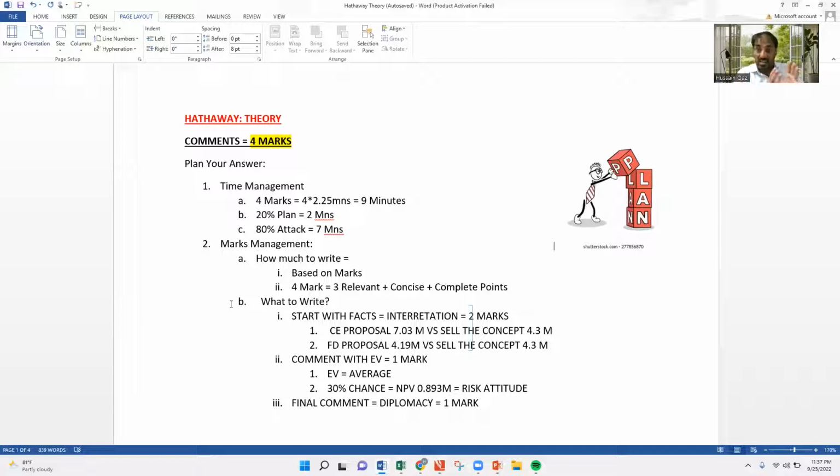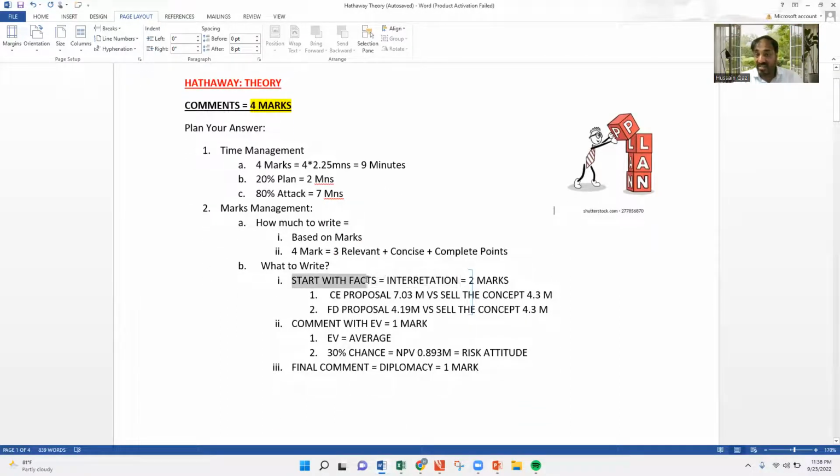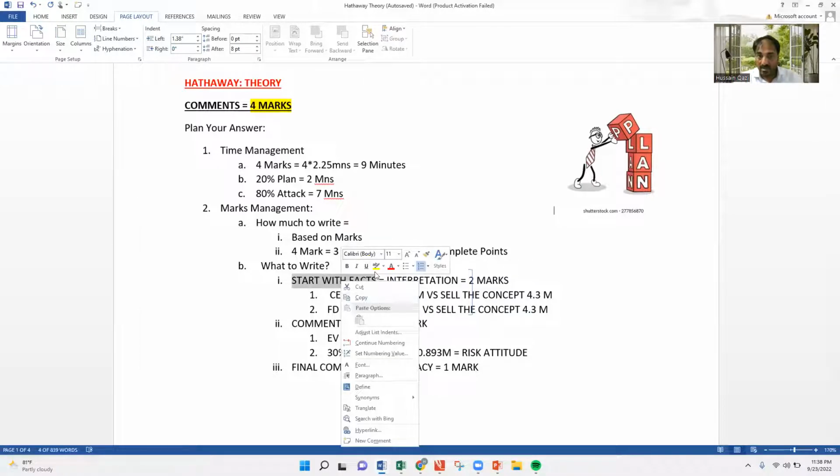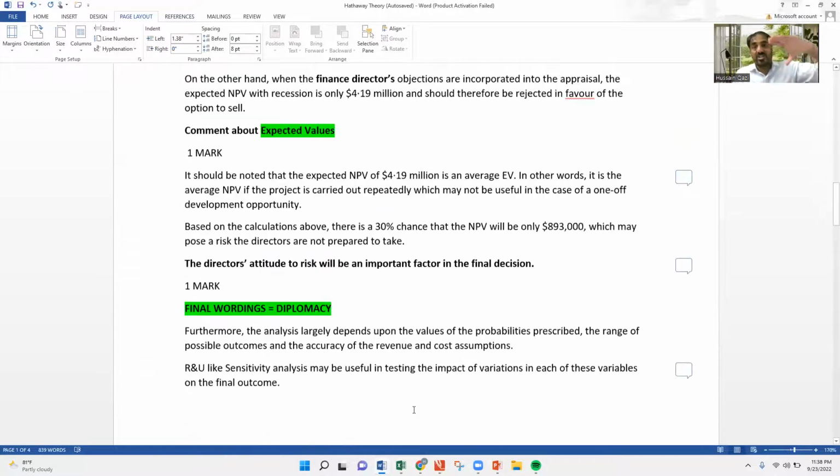with the consideration that whatever you write, your points must be relevant to the case, concise, meaning to the point, and all the aspects need to be covered. That's complete. Number two, plan what key points I will write. The key points we highlighted: first, we will start with the facts. Then, with the facts, we will comment with the expected value or critique the expected value, and then my final wordings. After that, I covered what technical points I will cover and how to incorporate the professional skill marks.